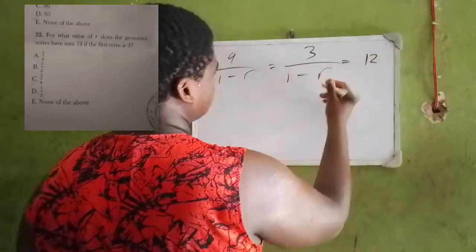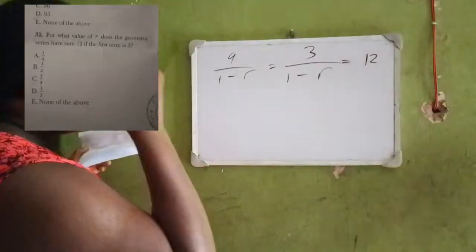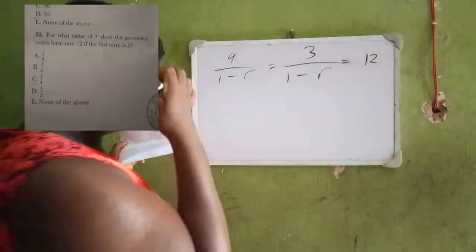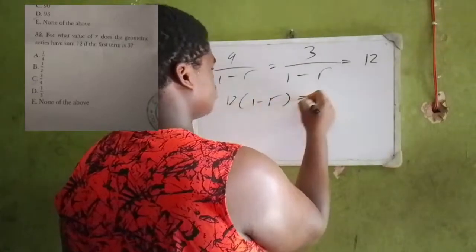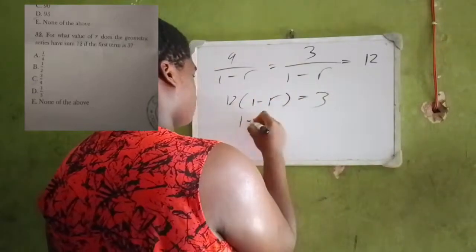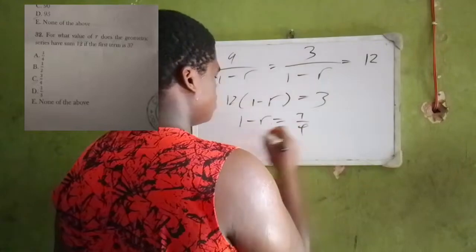So we have to find the value of R. We have 3 divided by 1 minus R is equal to 12. If you do cross multiplication, you have 12 times 1 minus R is equal to 3. Divide both sides by 12, and you have 1 minus R is equal to 1 over 4.